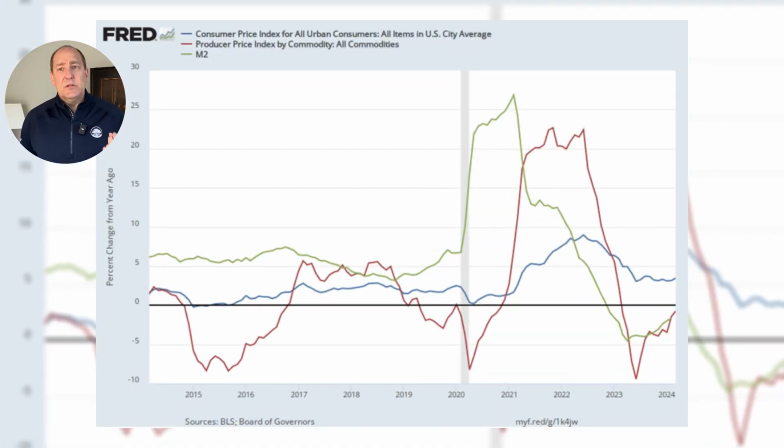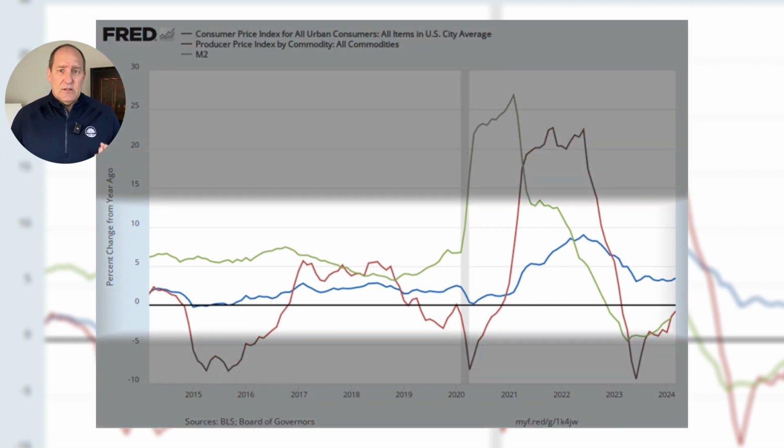And then finally, the blue line is the consumer price index. Now, the magnitude of change is so large in those two prior series that the consumer price index looks muted, but we didn't see this level of increase in consumer prices since the late 70s, early 80s. So in fact, that's a really big move. Now, we see that relationship between change in money supply and then changes in prices.